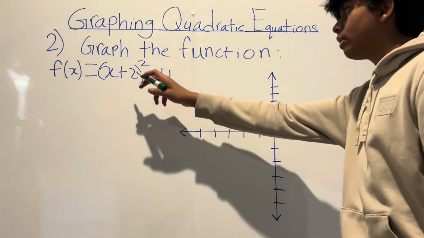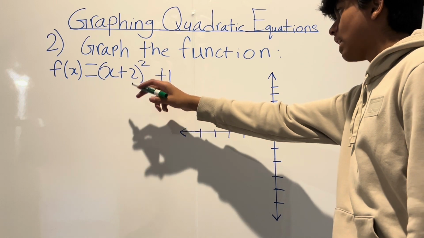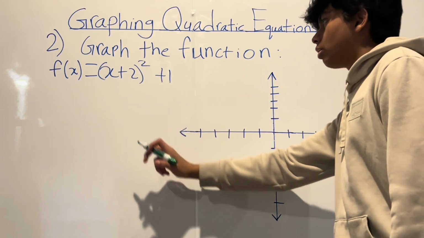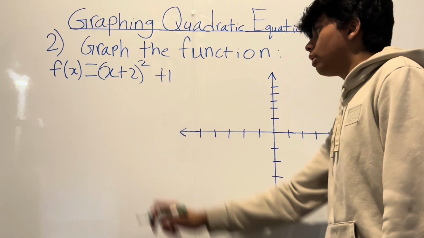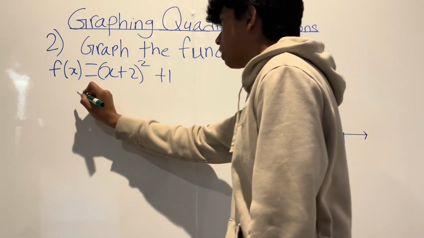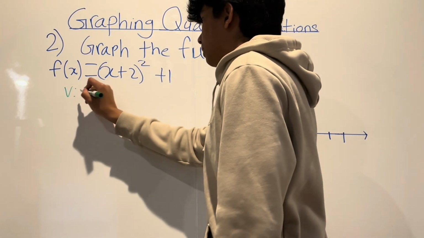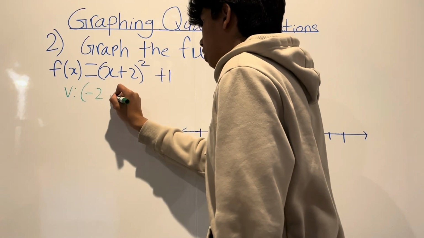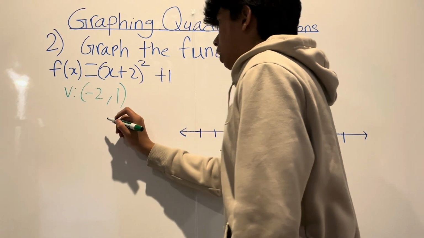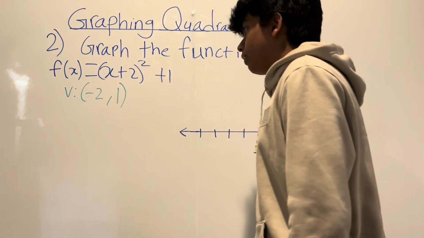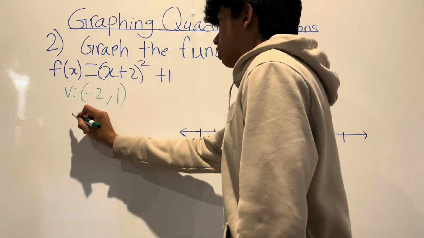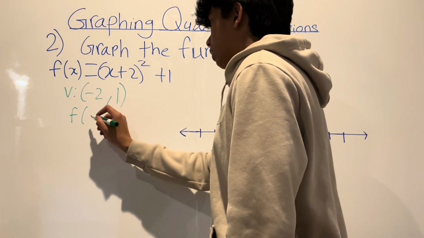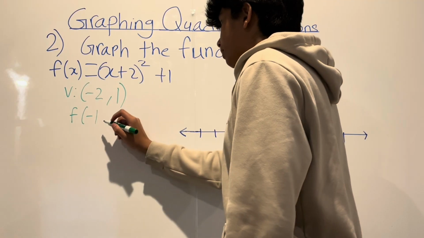Question 2, we have graph the function f of x equals (x plus 2) squared plus 1. So our a value here is only going to be 1, so there's no dilation, but our vertex is going to be at negative 2 comma 1. Okay, so let's find 2 points to the right and left. So let's just start with the right. So 1 point to the right is negative 1.